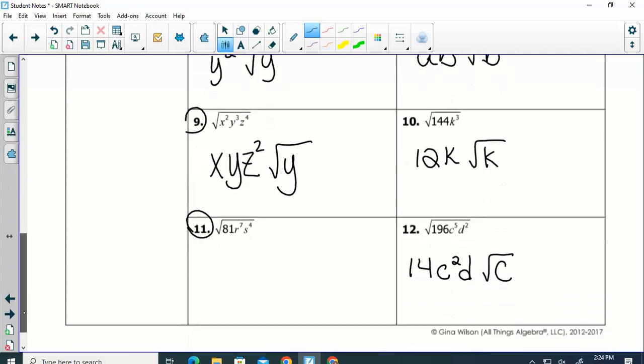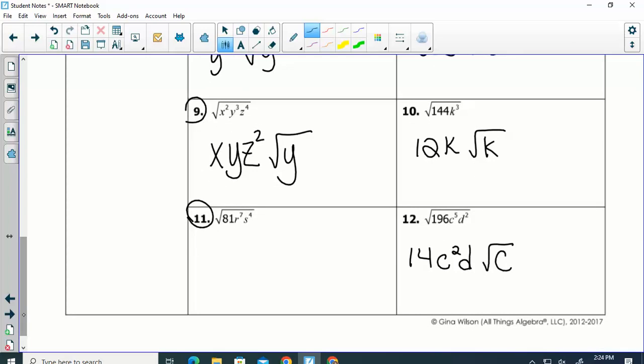Number 11, what is the square root of 81? 9. Okay, if you have 7 r's, how many groups of 2 can we make? 3. How many are left? 1. If you have 4 s's, how many groups of 2? 2. Any left? No. When do you end up with something left under the radical?